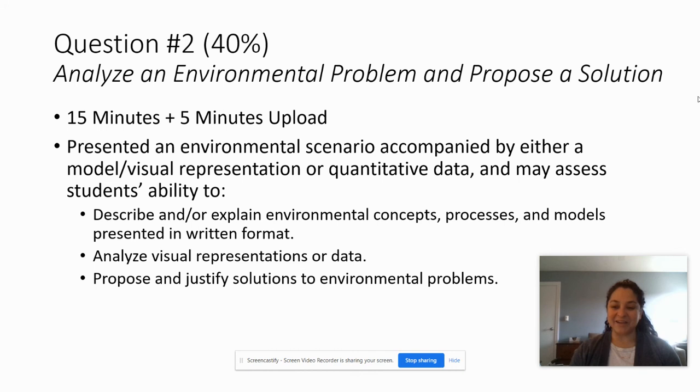Okay. Question number 2 is 40% of your AP score, and you're going to analyze an environmental problem and propose a solution. So you only have 15 minutes for this one, with a 5-minute upload. And so you are going to, again, have some sort of environmental scenario, and the big difference is that you have to propose and justify solutions to an environmental problem.